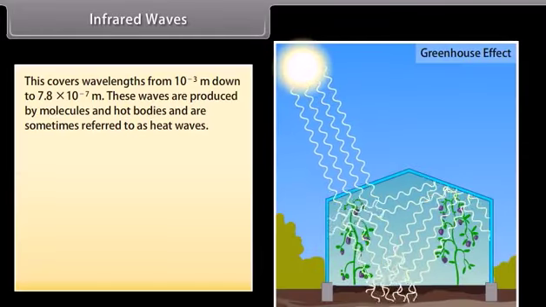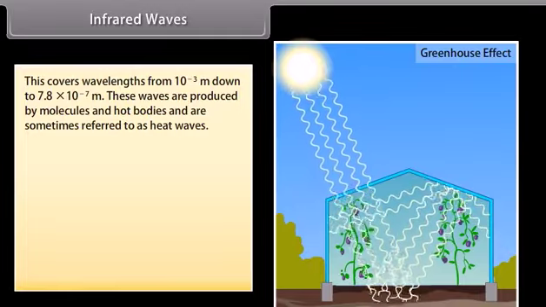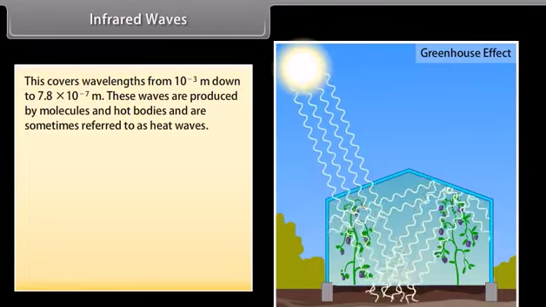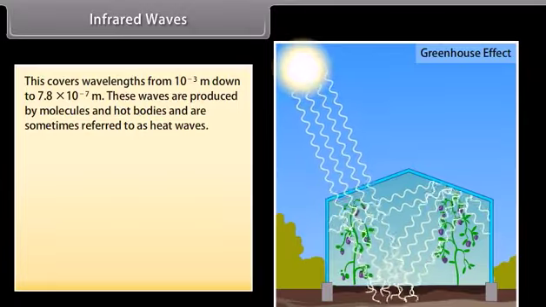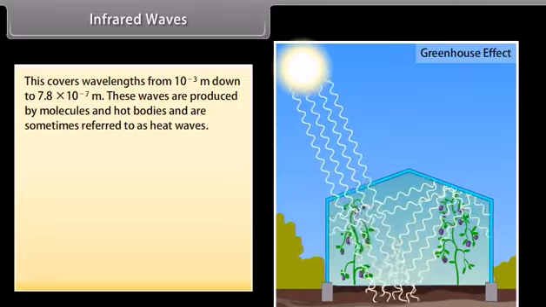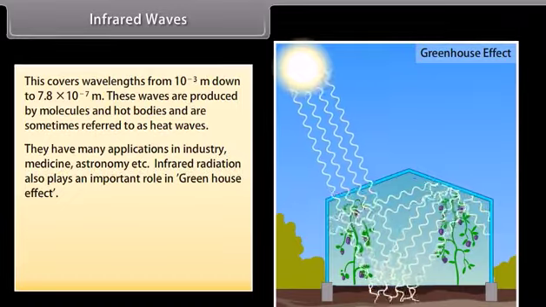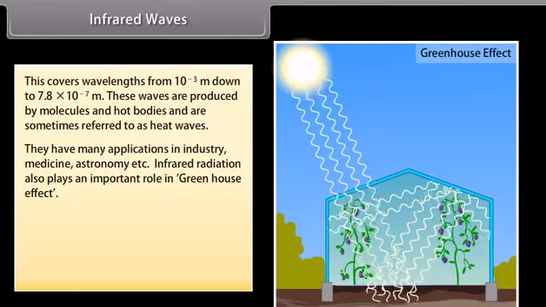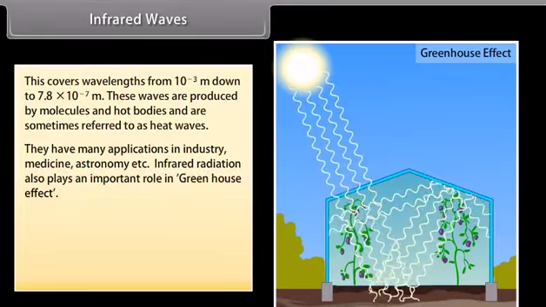Infrared waves. This covers wavelengths from 10^-3 meter down to 7.8 × 10^-7 meter. These waves are produced by molecules and hot bodies and are sometimes referred to as heat waves. They have many applications in industry, medicine, astronomy, etc. Infrared radiation also plays an important role in greenhouse effect.